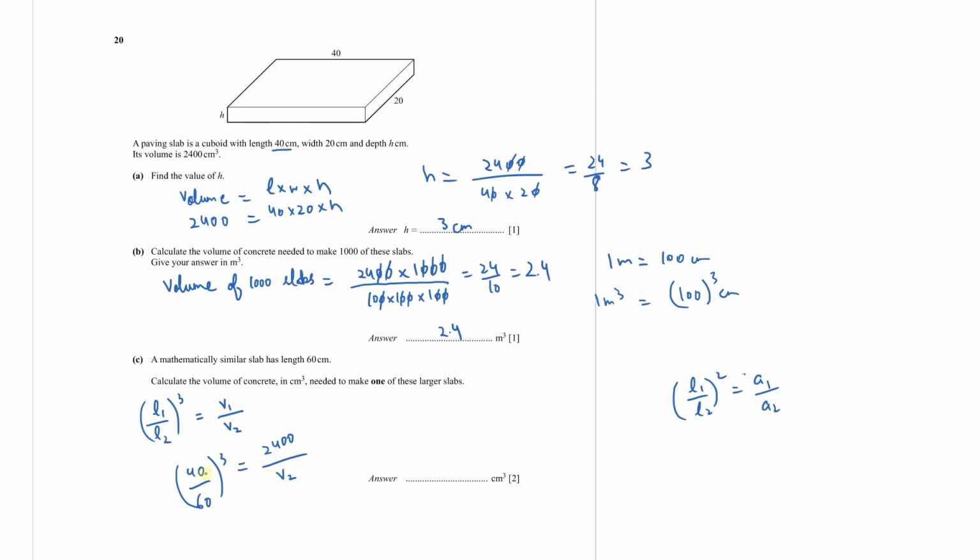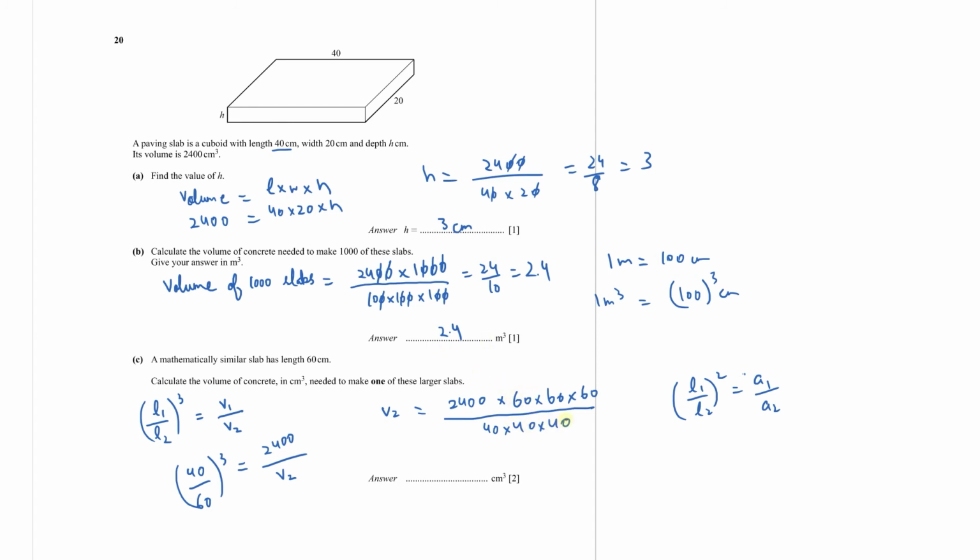If I take this V2 to the other side and bring this 40 cube to the denominator and 60 cube into the numerator, I will get 2400 into 60 cube, which is 60 into 60 into 60, over 40 cube, which is 40 into 40 into 40.